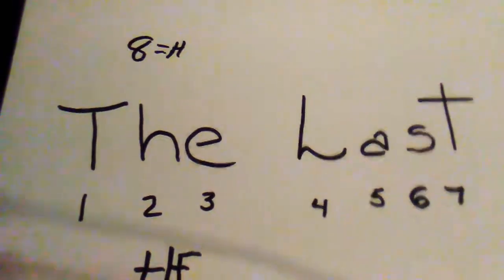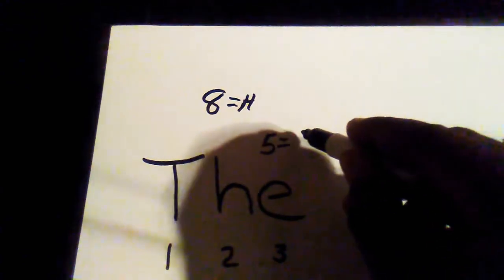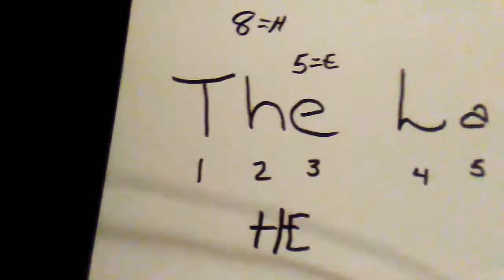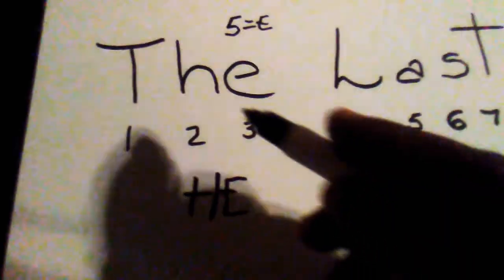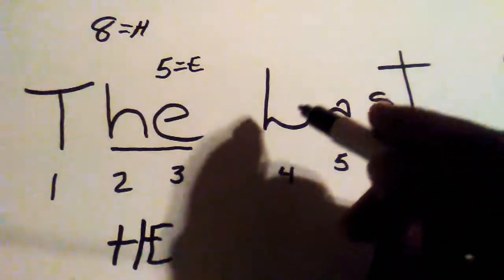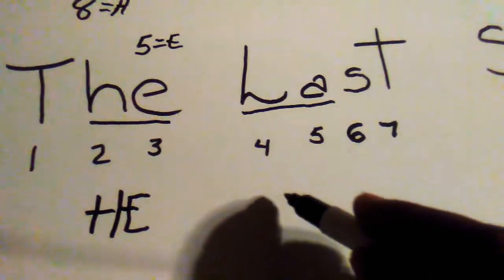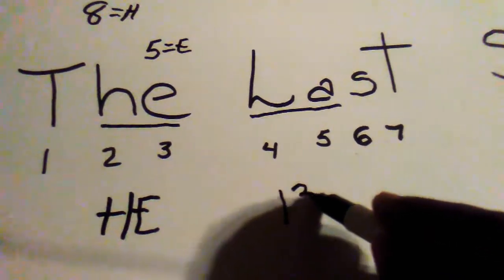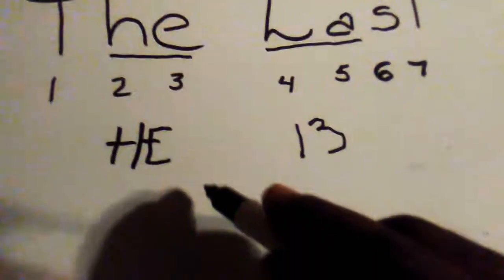You see? Let's put that up here. And 5 is E, because E is the 5th letter in the alphabet. That equals 13. And LA equals 13. So we just said that he's 13. But it's also spelled out with 13 and 13, H-E-L-A. Scrambles to say heal.